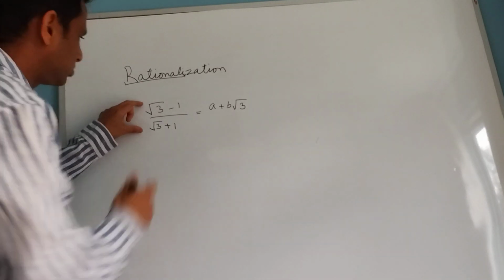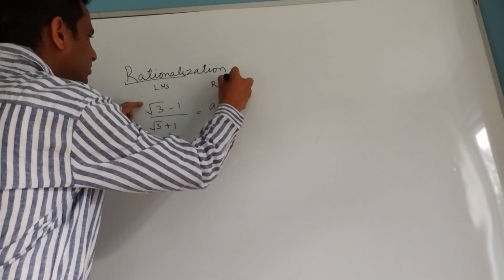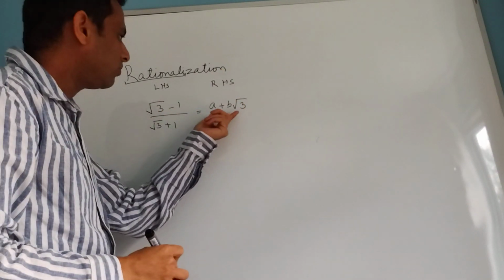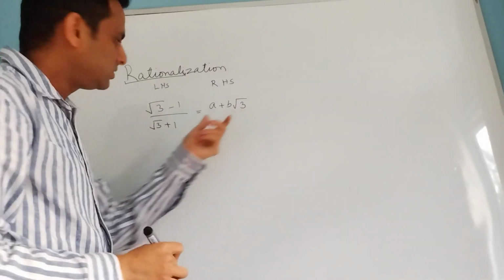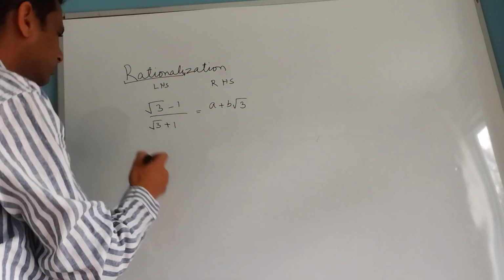So this is our left hand side, this is our right hand side. We want to rationalize this and bring it in the form of a plus b root 3 and see if by comparison we'll find out what is a and b. So let's see how to solve this.